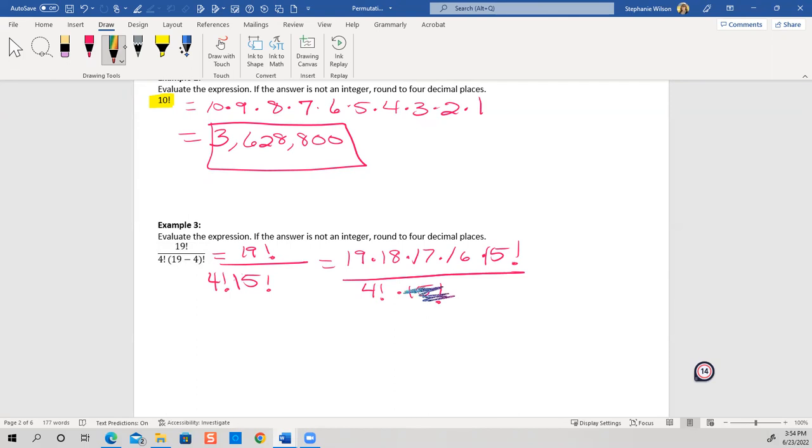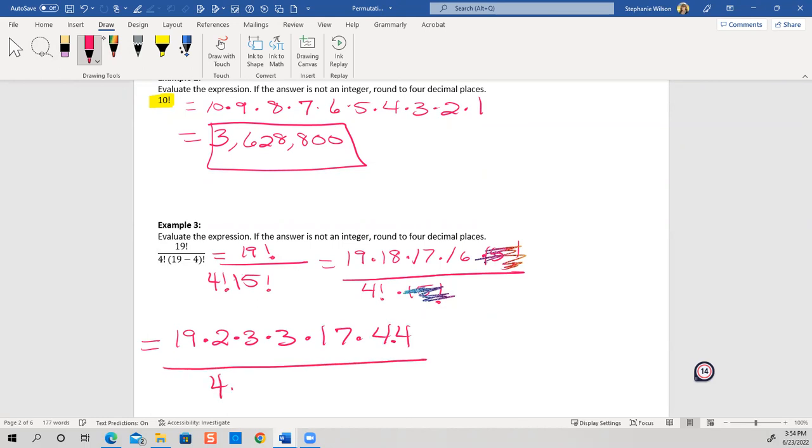You can do more than one step here. You could have worked on that 4 and the other numbers, but I'm going to do one step at a time. So now I got 19, which is prime, times 18 can be broken down as 2 times 9, which is 2 times 3 times 3. 17 is prime. 16 can be broken down as 4 times 4. And 4 factorial is 4 times 3 times 2 times 1. And now let's reduce. I got a 4 that reduces with the 4. I have a 3 that reduces with 3 and a 2 that reduces with the 2.